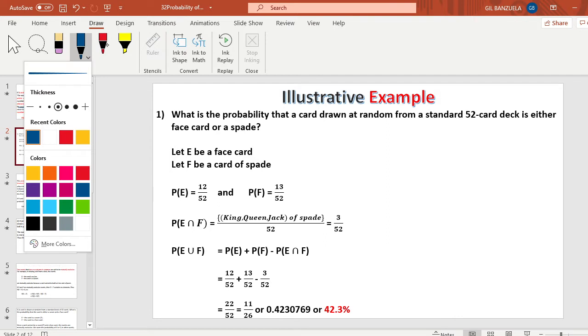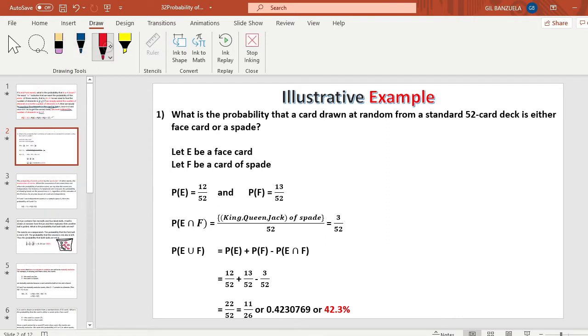What is the probability that a card drawn from a standard deck of cards is either a face card or a spade? The first thing that we have to do is let E be our face card and let F be our card of spade. Then we analyze, based on the standard deck of cards, how many face cards we have. We have 12 face cards. Of course, the face cards are king, queen, and jack. So we have 4 kings, 4 queens, and 4 jacks.